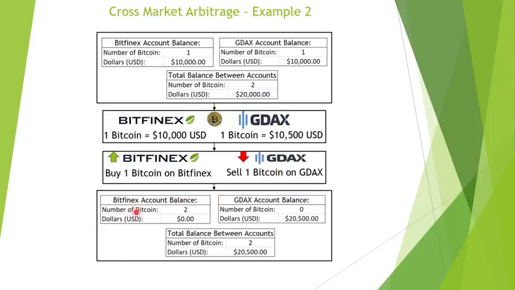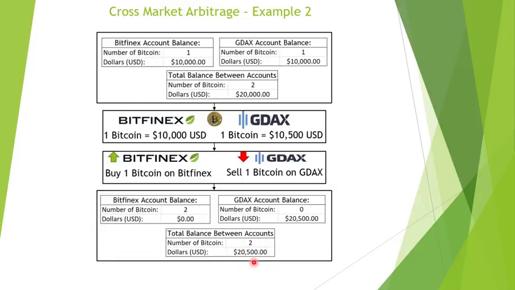What happens after that? Well, on my Bitfinex account balance, I've gone from one Bitcoin to owning two, and I don't have any USD left because I spent it to buy that Bitcoin. In GDAX, on the other hand, I had one Bitcoin, I sold it, so now I have zero. I started off with 10,000 in that account. Now I've got 20,500 because I sold at 10,500. So my net balance between both accounts is still 2 Bitcoin, right? Before this trade, I had 2 Bitcoin. Right now I have 2 Bitcoin. They just happen to be in 2 different exchanges. Before the trade, I had 20,000. After the trade, I've got 2 Bitcoin and 20,500. So here I've made $500.